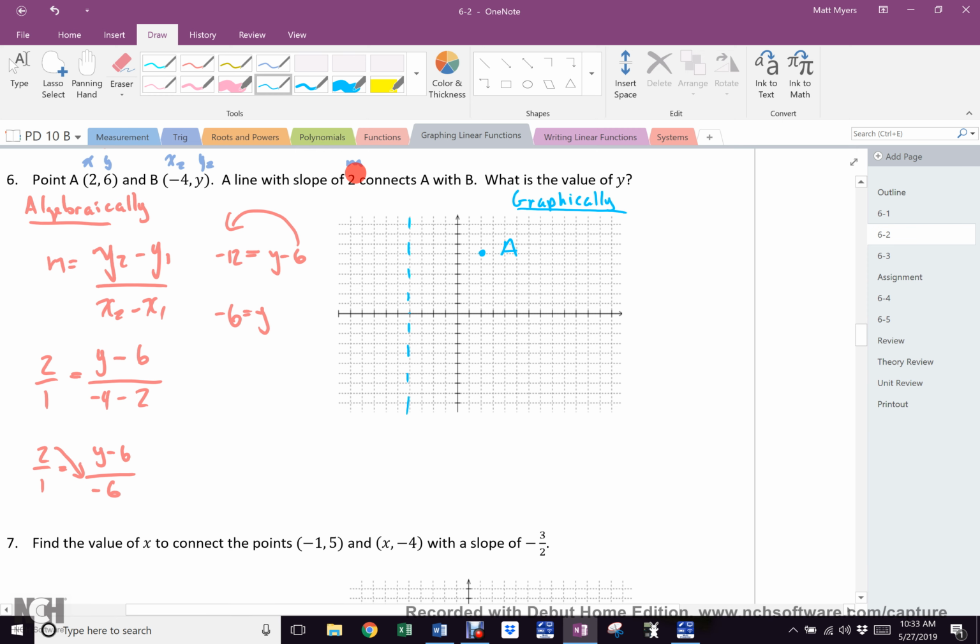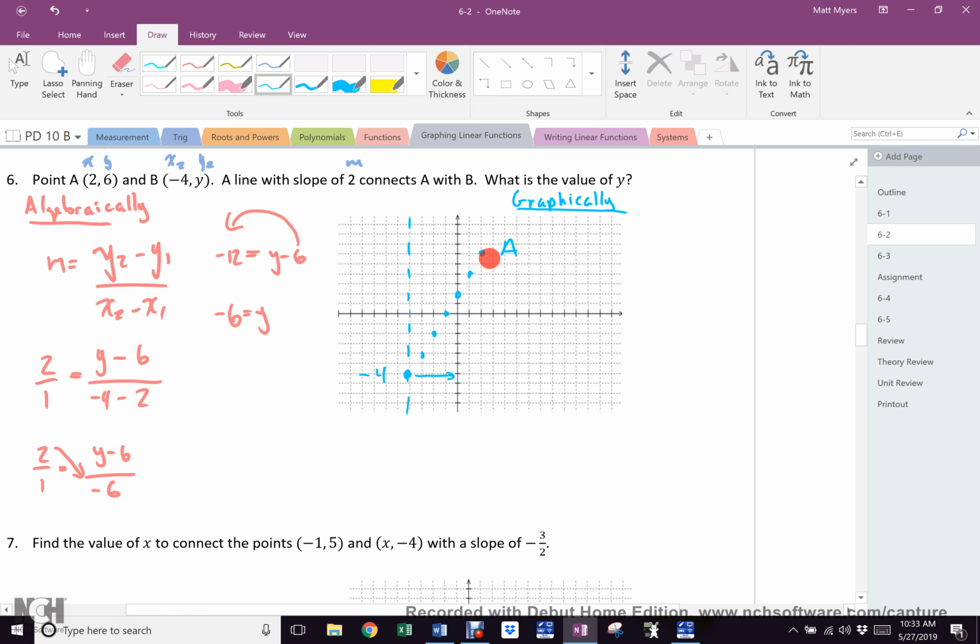And I know my slope is 2. Well, here's my starting point, yes? How do I get from this point over to here, keeping a slope of 2? Go down 2 and left 1. Am I at my line yet? No. Down 2, left 1. Am I at my line yet? Down 2, left 1. Am I at my line? Down 2, left 1, down 2, left 1, down 2, left 1. Now, am I at my line? So there is my negative 4, and I check for my y value. 1, 2, 3, 4, 5. Negative 6.